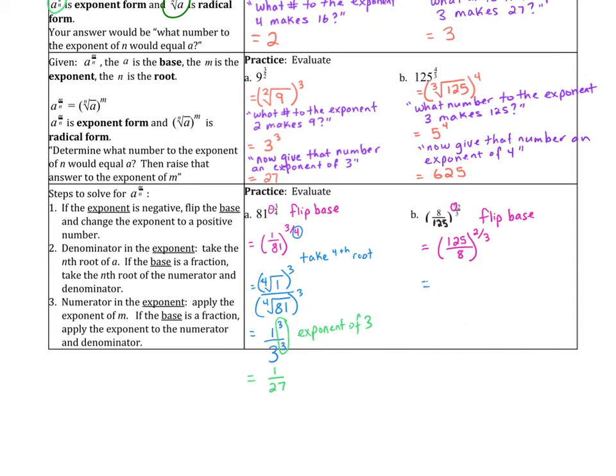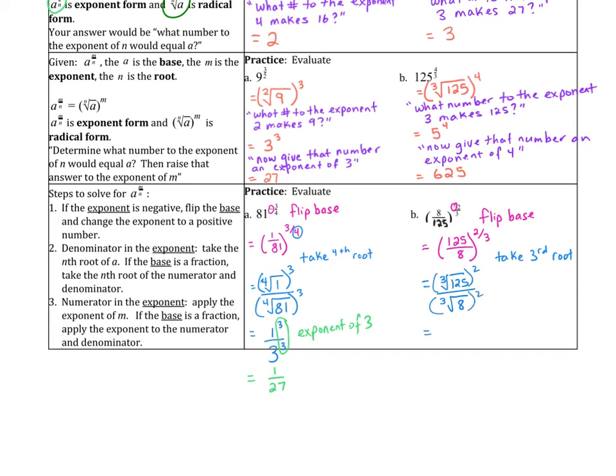Now, this part is optional. If you want to put it into radical form, so now we're finding the third root. So the third root of 125 and the third root of 8. But then of course these will still have an exponent of 2 afterwards.